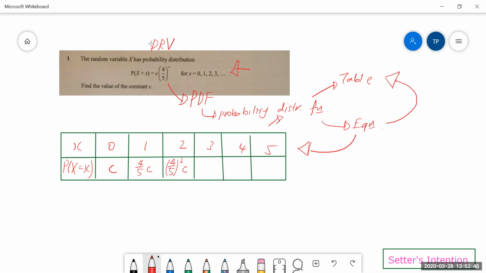They say find the value of the constant C. How to find? Anyone? We only learn a few things about a PDF only. The sum equals to 1. Yes. So now you see, once you understand that, we learn that in a PDF, the summation of the probabilities equals to 1. So that's the intention of the setter. He wants to test whether you guys understood that the summation of all probabilities is equal to 1. So when I sum this whole chunk up all the way to the end, it will be equal to 1.